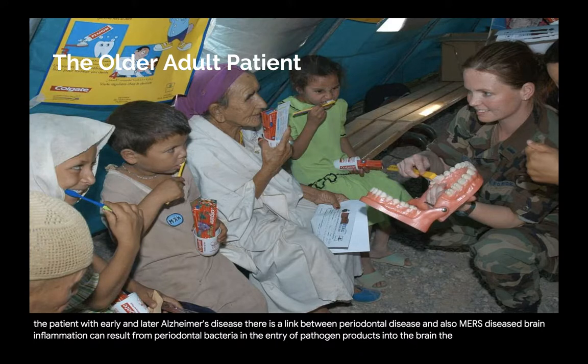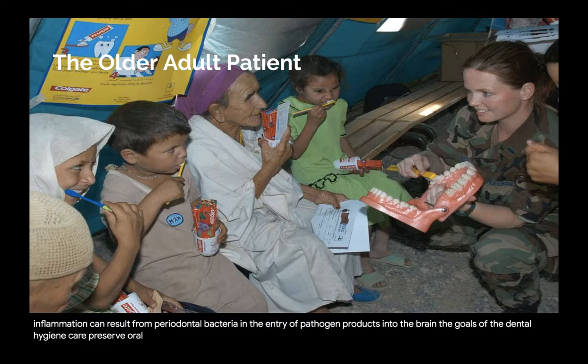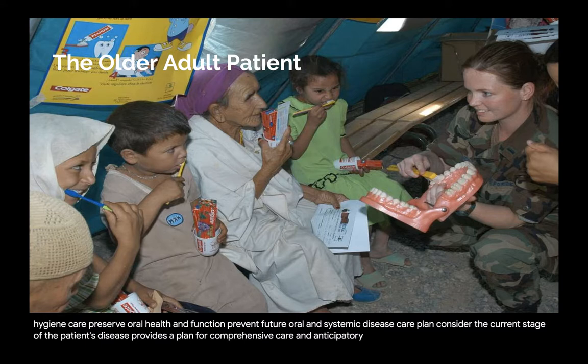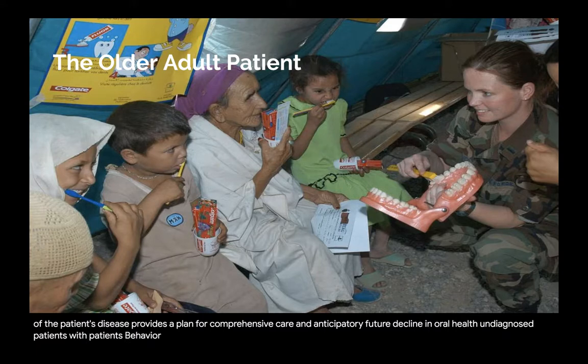The goals of the dental hygiene care: preserve oral health and function, prevent future oral and systemic disease, and provide comfort. The dental hygiene care plan considers the current stage of the patient's disease and provides a plan for comprehensive care and is anticipatory of future decline in oral health. If an undiagnosed patient's behavior is suspect, a referral to the patient's physician is made.